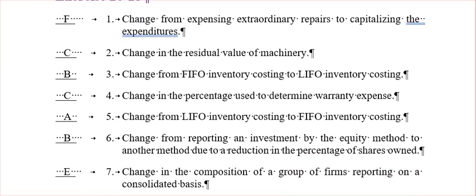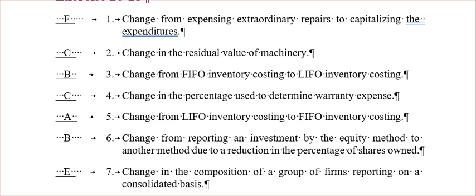Change from expensing extraordinary repairs to capitalizing these expenditures. First of all, you would be tending to say this is a change in principle. I'm going to say, is it a change in principle? Because if it's a change in principle, you have to go from acceptable GAAP to acceptable GAAP. Are both of these acceptable GAAPs? And the answer is no, they aren't. It isn't acceptable GAAP to expense an extraordinary repair. Instead, it is an error. So the first one, the answer is it's an error.